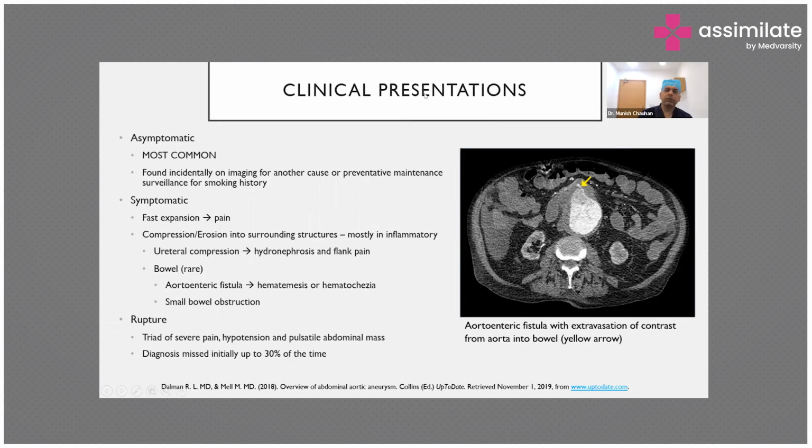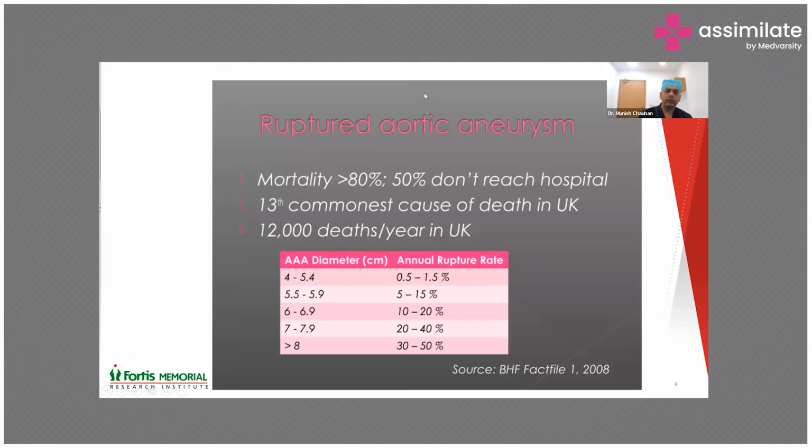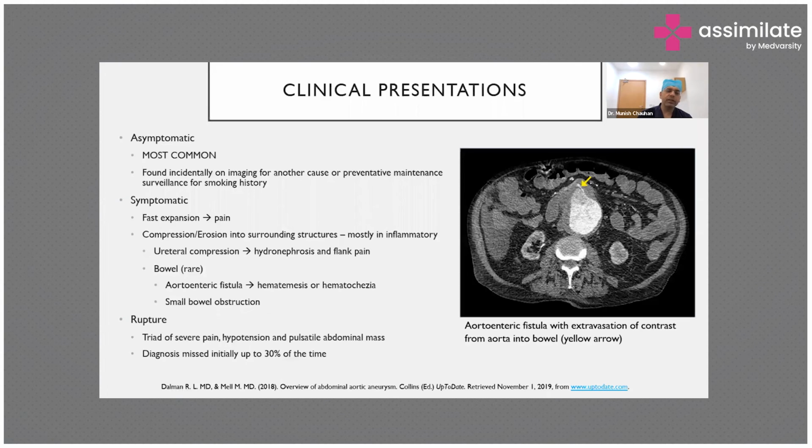Clinical presentation is mostly asymptomatic, where you find the aneurysm while looking for other reasons, other diseases the patient has come for, or through a surveillance program like certain countries have. You might find on a regular screening that the patient has an aneurysm. If it's symptomatic, it's bad news.